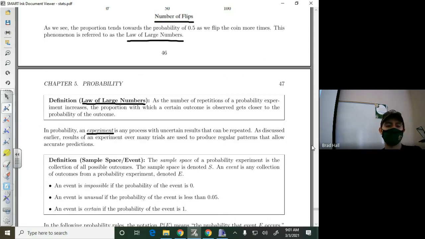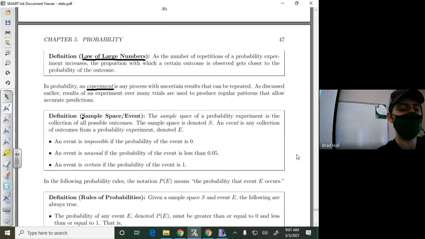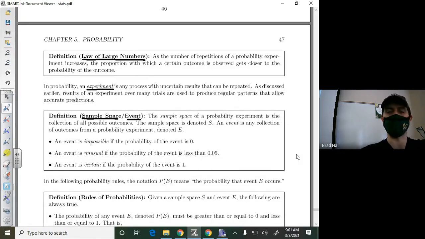And we have a few more words to define. There's a sample space and an event, which is probably the most important terminology we've come across so far. So again, if you took 105 last semester, these words should seem very familiar. If not, put very simply, the sample space is the collection of all possible outcomes.